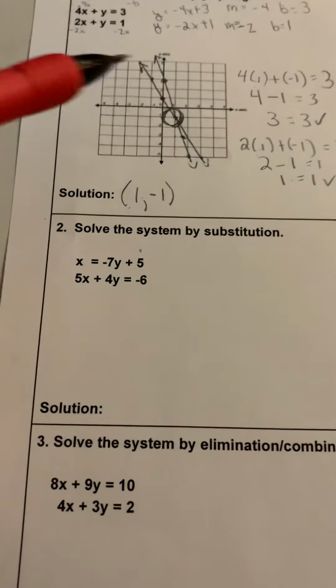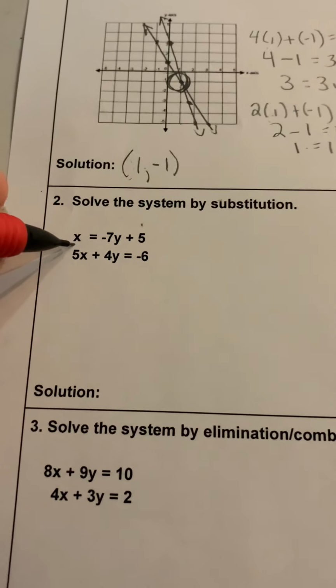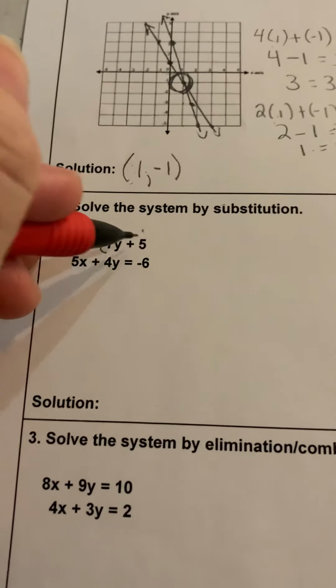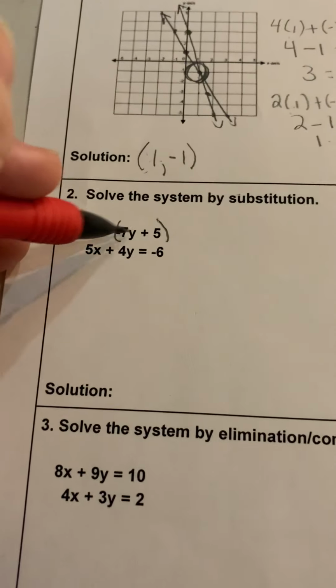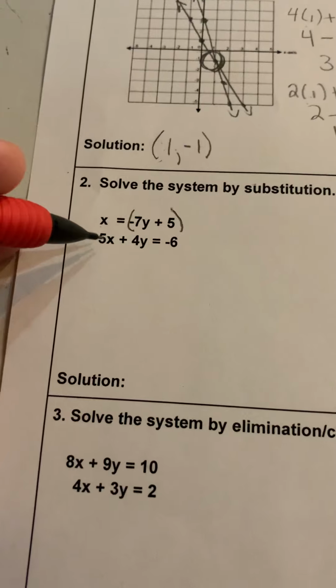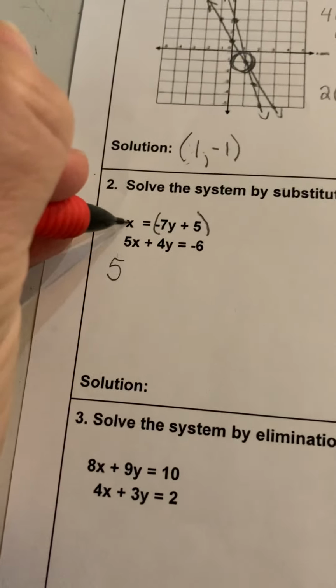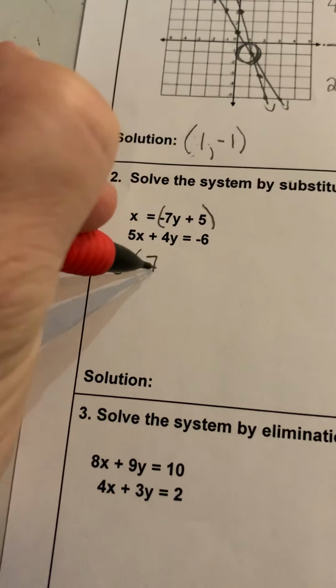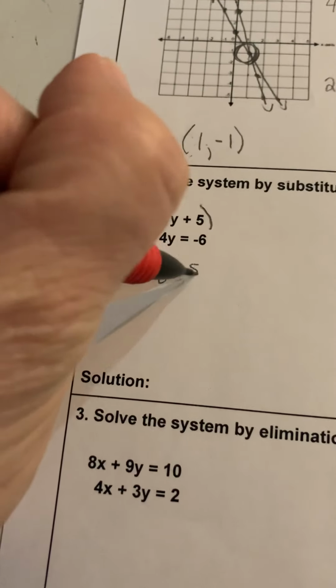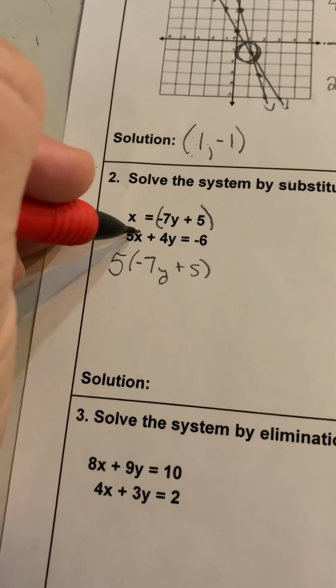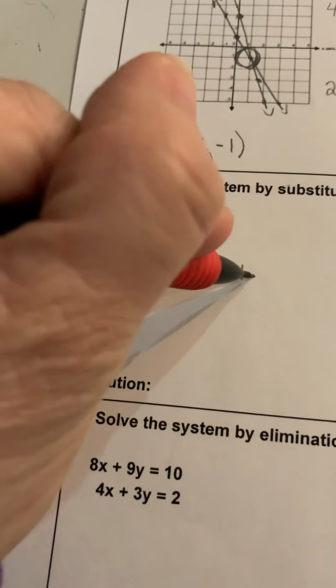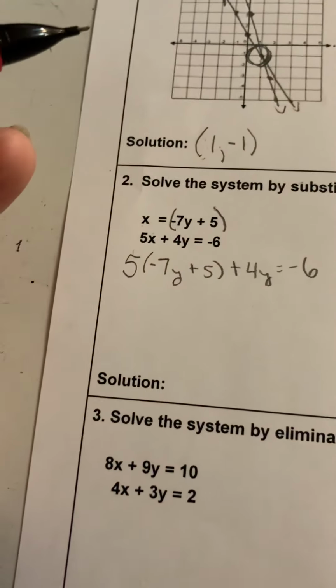So for this next one, it tells you to use substitution because one variable is isolated. What I like to do is put it in parentheses to remind myself that this whole part of the equation is going to be plugged into the other equation. So I'm going to put 5, and instead of x, I'm going to put negative 7y plus 5, that's this part here, plus 4y equals negative 6.